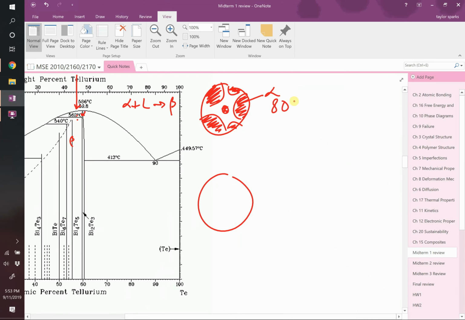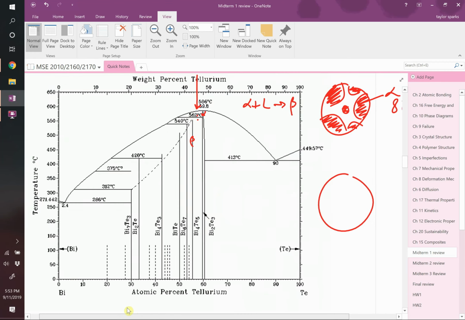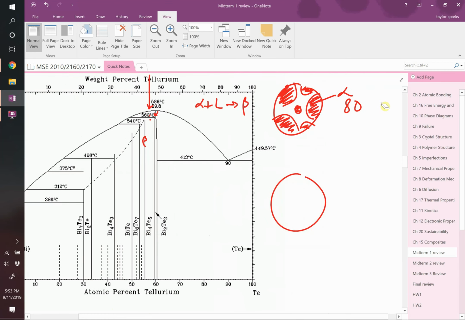You would say that it is 80 weight percent, if it's in atomic percent, so that would be mole percent. Really jacking this up. And the composition of alpha would be equal to about 60 atomic percent tellurium, right? And you could label liquid in the same way. Everybody clear on that much on this step?